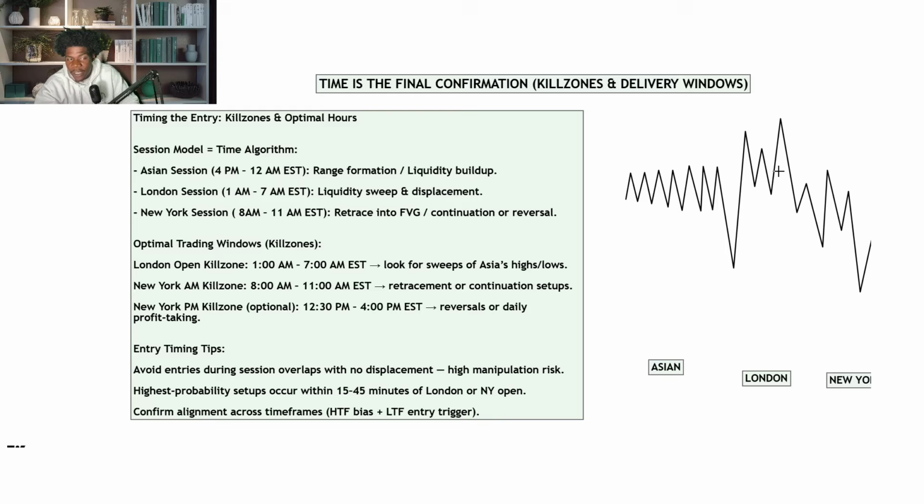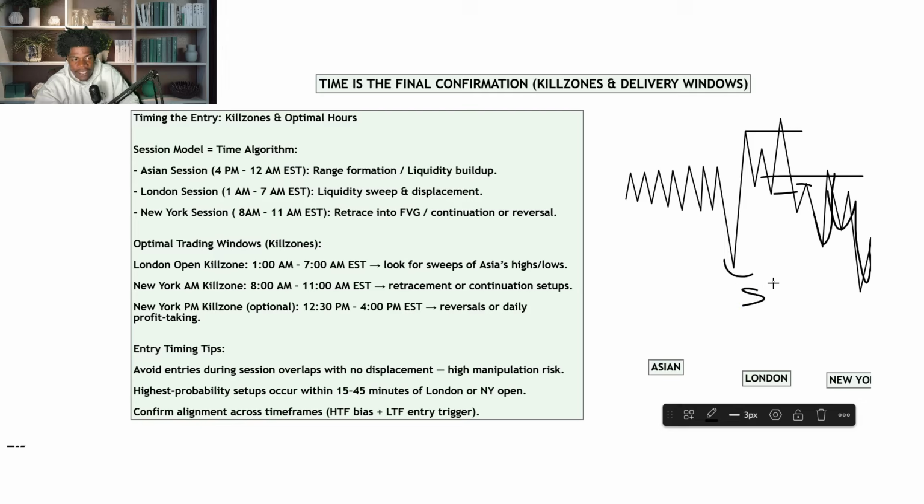This one right here is already in a continuation model because the London session gave us that reversal. We got that liquidity sweep and change of character, and then during the New York session, price pulled back, cleared this intra-range high, mitigated a PD array, to then start giving us this continuation pattern lower to clear the sell-side liquidity lows right here, right? Then right here is the optimal trading window, the kill zones.